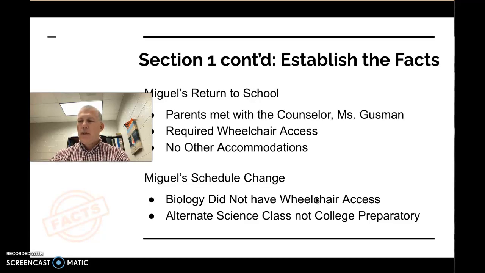When Miguel was medically cleared to return to school, Ms. Gussman, the counselor, informed him that he would not be able to take biology because the classroom was not wheelchair accessible, which was the only accommodation that his mother had requested. The alternative science course that Ms. Gussman wanted to transfer him to is also not a college preparatory course.